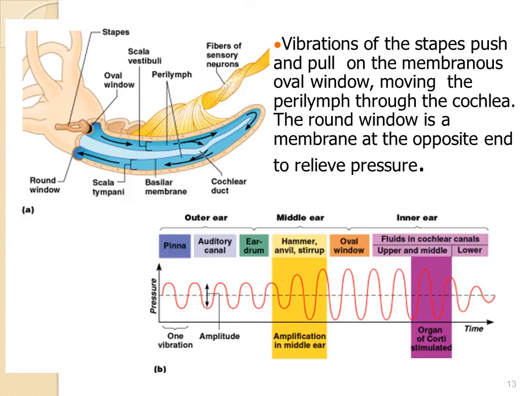Now, as we said, the vibration of the stapes pushes and pulls the membranes. You can see in this diagram the outer ear, the middle ear, and the inner ear. The outer ear contains the pinna, auditory canal, and eardrum. The outer ear collects the sound and amplifies it. When it reaches the middle ear, the amplification there moves the perilymph to the cochlea when it reaches the inner ear. Moving through the cochlea, the round window, a membrane at the opposite end, relieves the pressure.